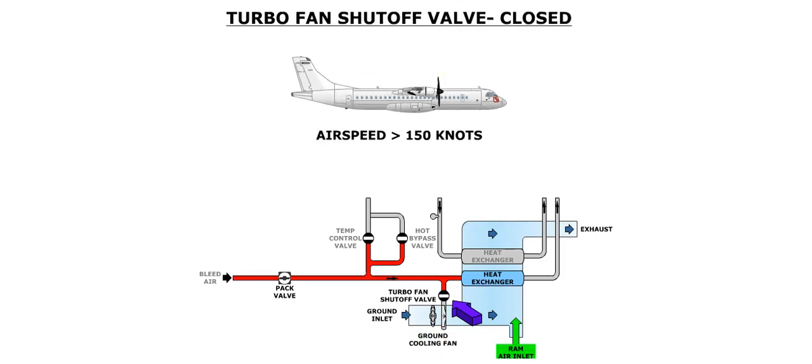The turbofan shutoff valve is closed anytime the airspeed is greater than 150 knots, as this produces sufficient airflow over the heat exchanger via the rudder inlet.